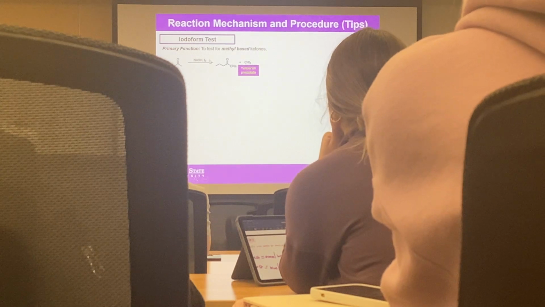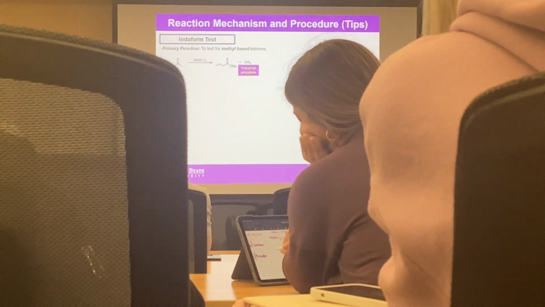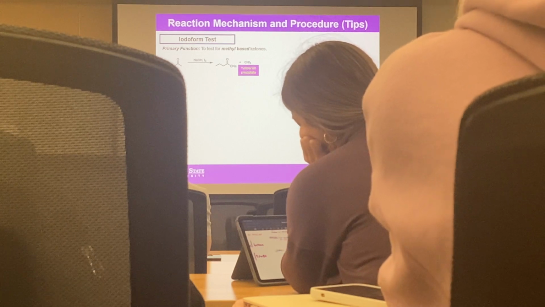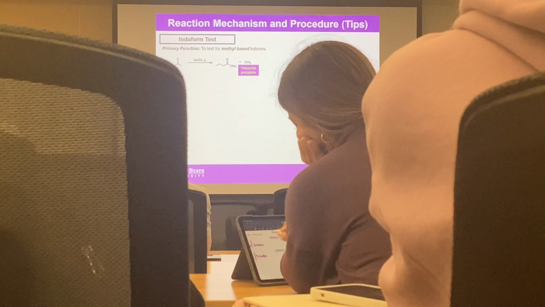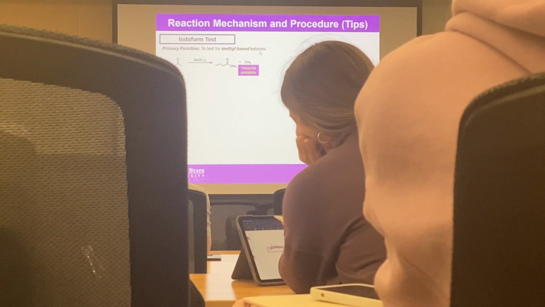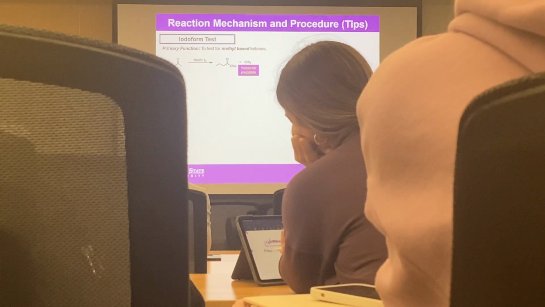Let's see. Now the last one is the iodoform test. This is a very typical test done in labs, and this is very fun, interesting. Now this iodoform test is based on, again, a chemical reaction, of course, and this is used to identify methyl ketones, specifically. What do you mean by methyl ketone?